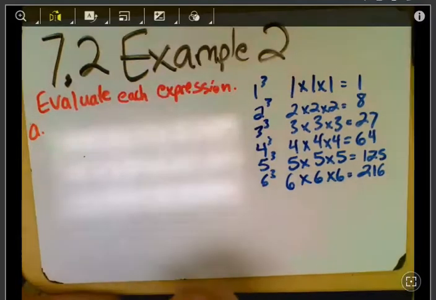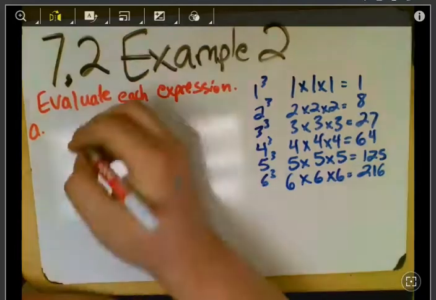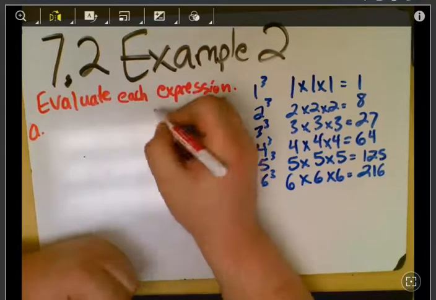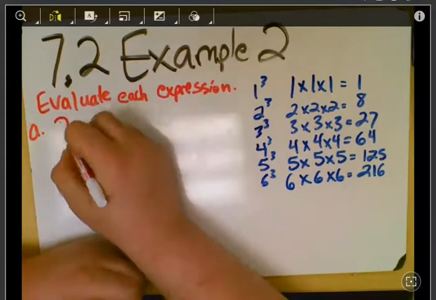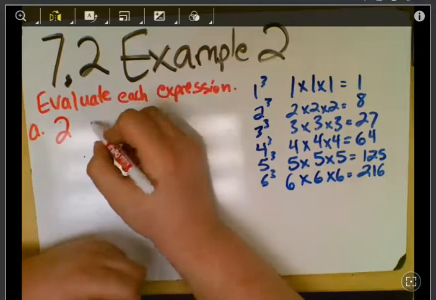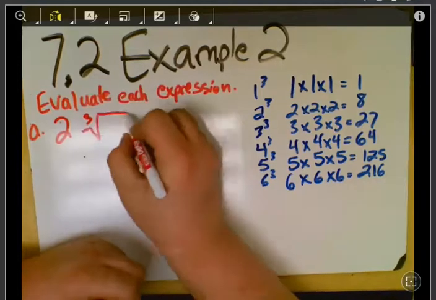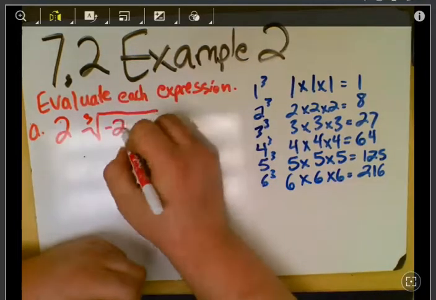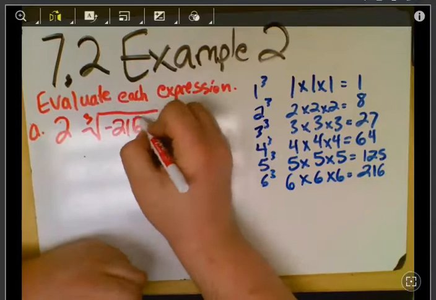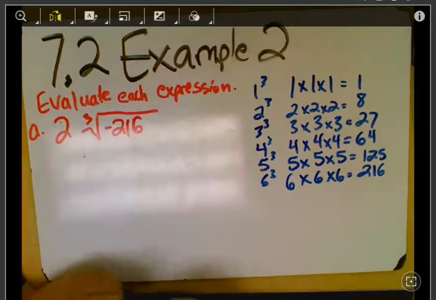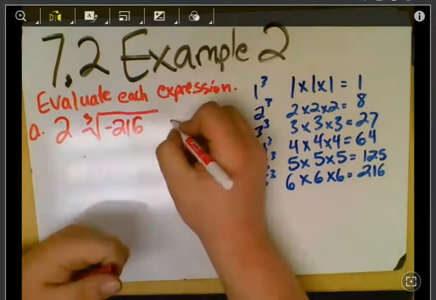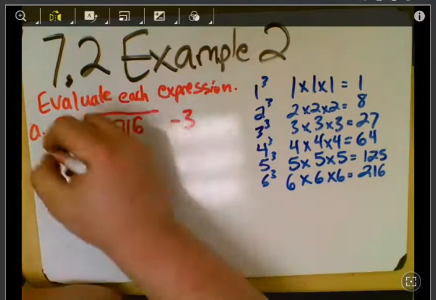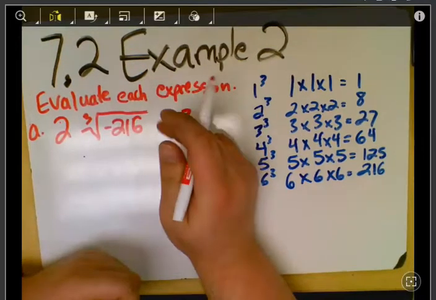Alright guys, so we're working on 7.2 example 2. Part A, it says to evaluate each expression. So here, our expression is 2 times the cubed root of negative 216. And then there's minus 3 at the end. So 2 times this whole cubed root minus 3.